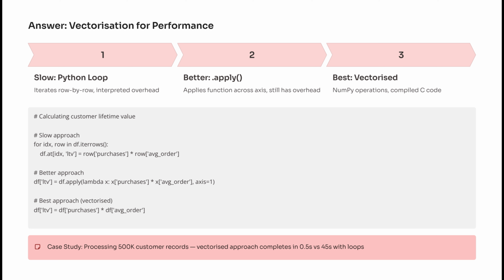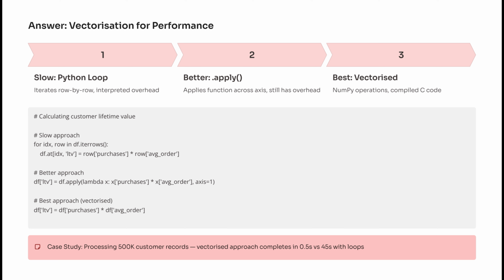And third, the best way. You use a vectorized operation. That means you directly multiply the 2 columns together. No loops, no apply, no iteration. Pandas delegates that work to NumPy underneath, which uses highly optimized C code to process the entire column at once. Result? The same operation finishes in half a second, almost 100 times faster.